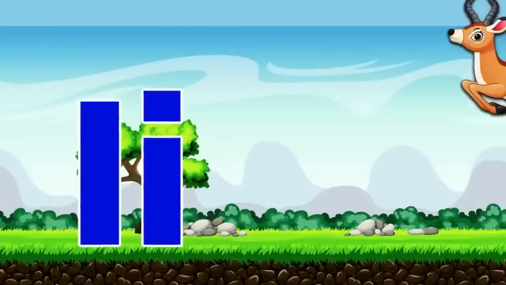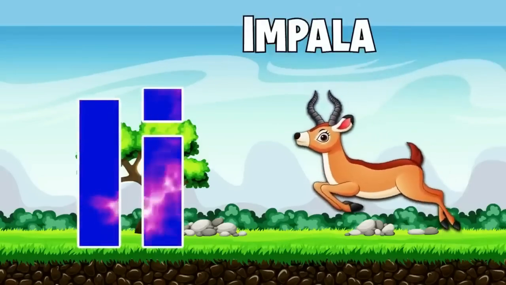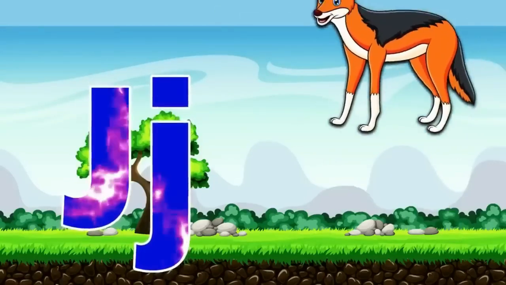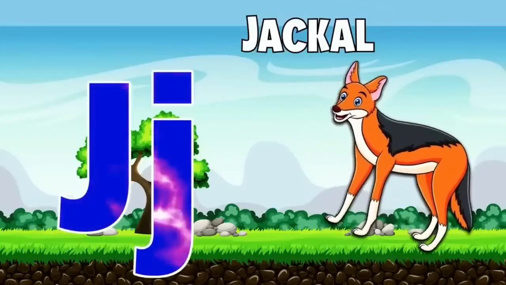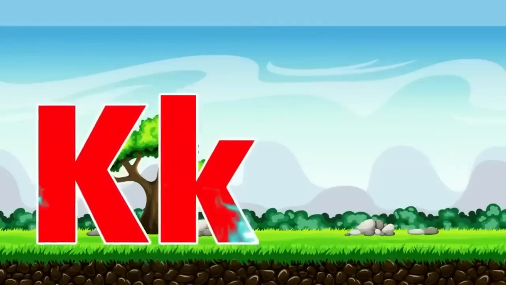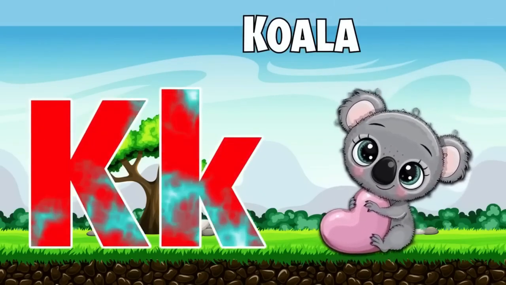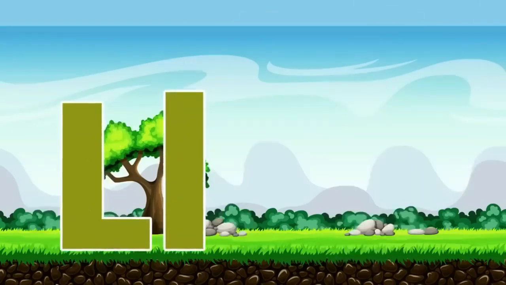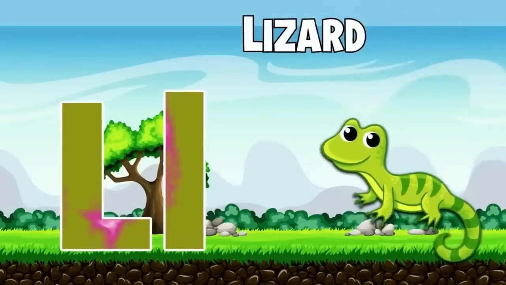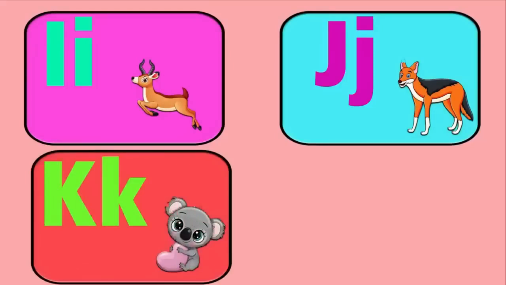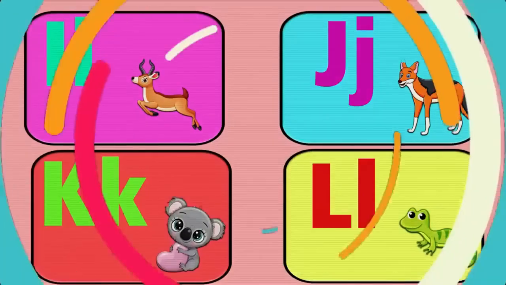Letter I. Its sound is i. I impala. Letter J. Its sound is j. J jackal. Letter K. Its sound is k. K koala. Letter L. Its sound is l. L lizard. I for impala. J for jackal. K for koala. L for lizard. So amazing.